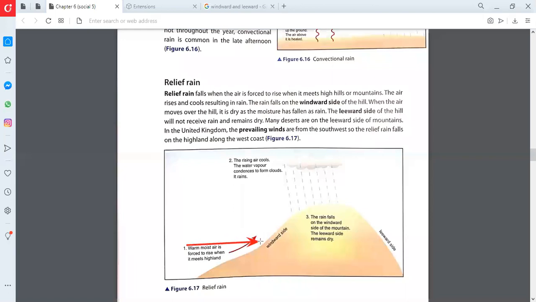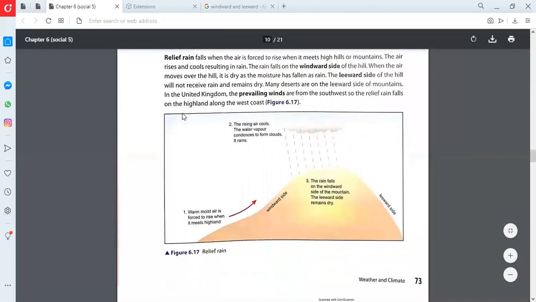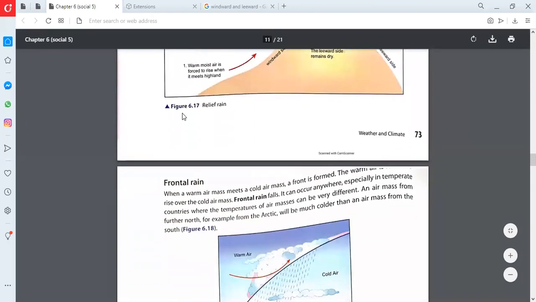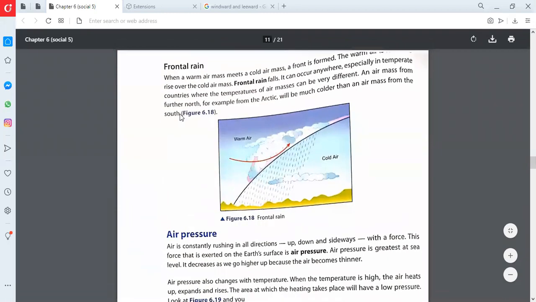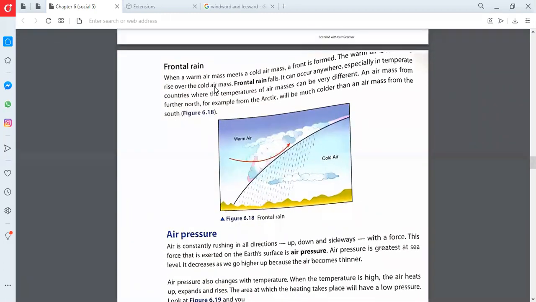In the same way, the hot or warm air contains water vapor. When it cools down, it becomes water droplets, and at that time on the mountain, those water droplets are the rain. So this is the second type of rain, the relief rain. Now we are moving towards page number 74. On page 74, we are at the third type. The third type is frontal rain.